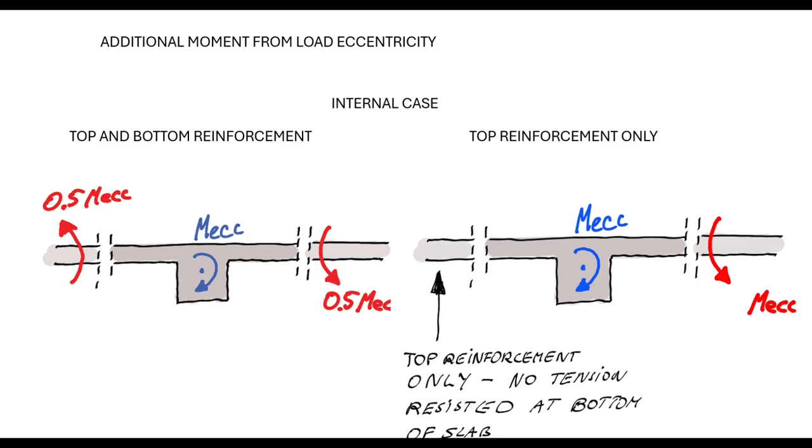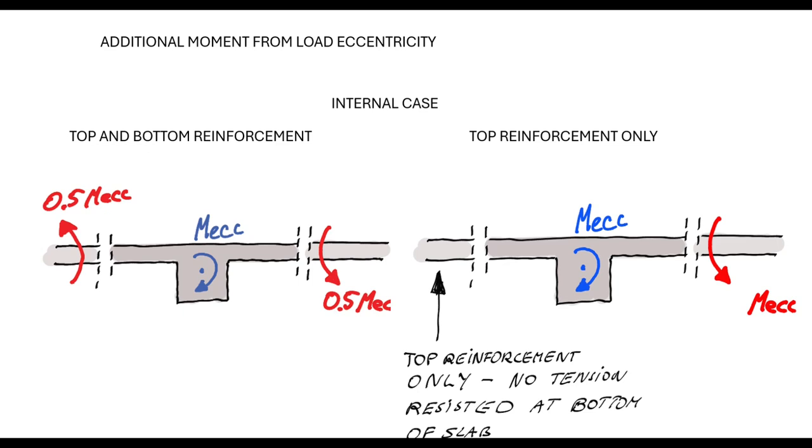Let's take a look at how it is transferred to the slab. In the case of internal thickening, we have two options. On the left side, I've shown a situation where the adjacent slabs have top and bottom reinforcement, and in such a case, our eccentricity moment can be spread between the left and right adjacent slabs. So each of them will resist 50% of such moment.